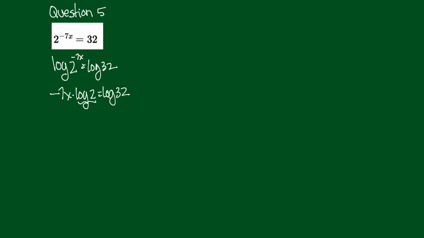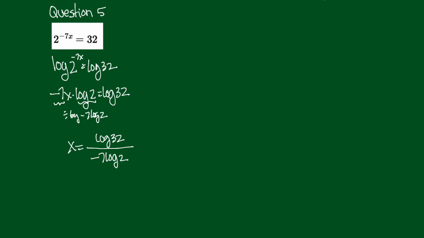Let's divide. In fact, why don't we divide by negative 7 log 2? So I'm going to get this. X is equal to, because I can do this all at once, log of 32 divided by negative 7 log of 2.